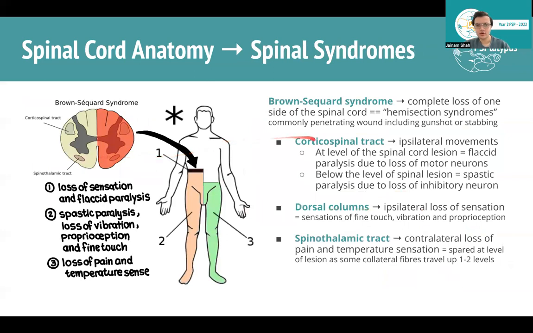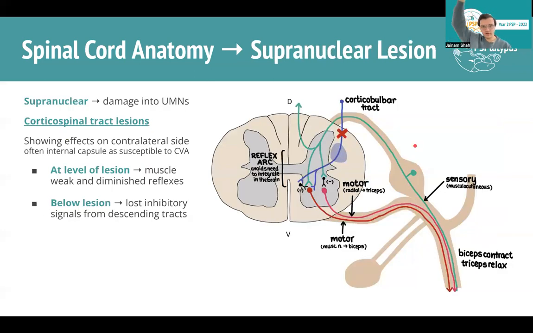So remember what I said here, the corticospinal tract is ipsilateral relative to the spine. But once you get above the level of the spine and look at upper motor neurons, remember they eventually do cross over. So generally it'll have effects on the contralateral side, most commonly through the internal capsule being stroked out or damaged, because it's susceptible to cerebrovascular accidents.